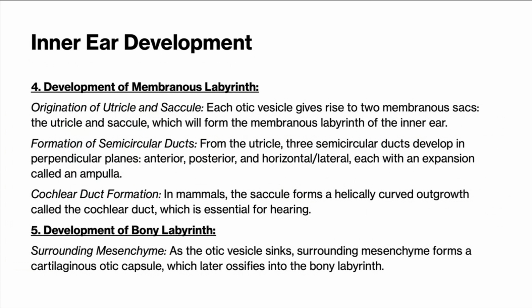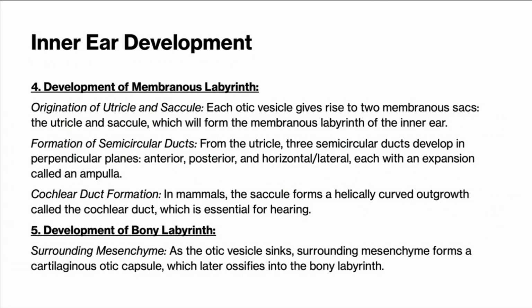No? Okay. Now the development of the membranous labyrinth. The utricle and the saccule are structures found in the inner ear. The otic vesicle is going to give rise to these two membranous sacs, the utricle and the saccule. They're going to form the membranous labyrinth of the inner ear, as we mentioned. From the utricle, 3 semicircular ducts are going to form in perpendicular planes. So they're going to be perpendicular to each other.